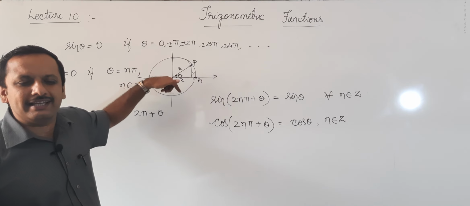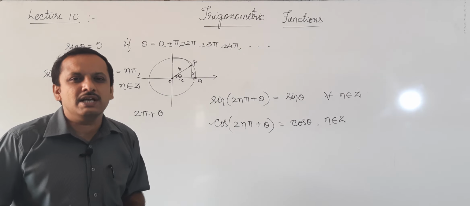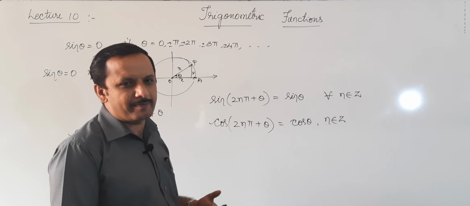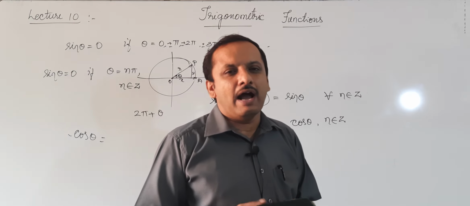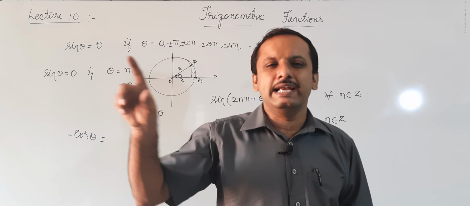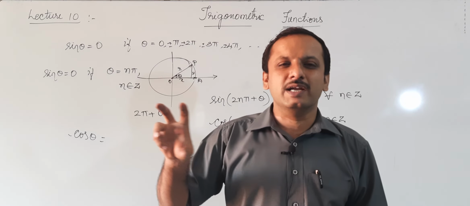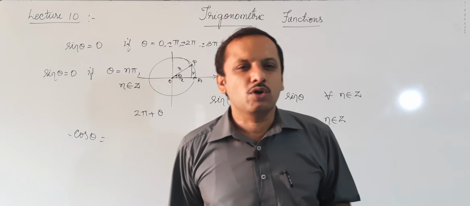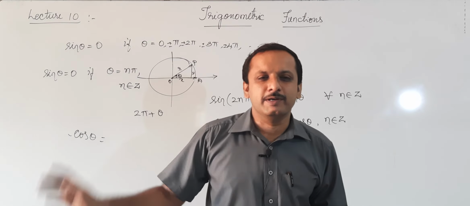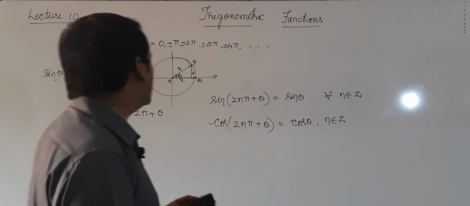Again, if you cover one more circle, then 5 pi by 2, 7 pi by 2, 9 pi by 2, 11 pi by 2, etc. In other words, at all odd multiples of pi by 2. What do I mean by that? I am multiplying pi by 2 by an odd number. Pi by 2 into 1 will give you pi by 2. Pi by 2 into 3, an odd multiple of pi by 2, 3 pi by 2, 270 degrees. There also cos is 0. Then 5 pi by 2, 7 pi by 2, 9 pi by 2, 11 pi by 2, 13 pi by 2, etc. At all odd multiples of pi by 2, cos theta is equal to 0.